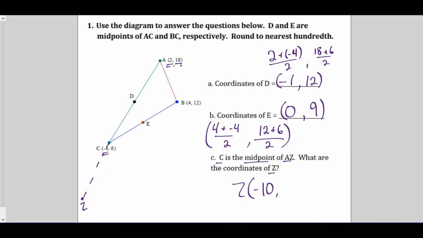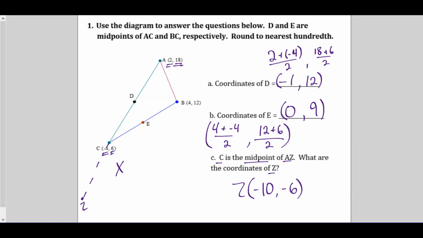Same exact thing for the y. The vertical drop is going from 18 down to 6. That's dropping by 12. I'm going to just continue that and drop by 12 again. Gives me a -6. I think that's way easier than setting it up algebraically, but again, you can set this up as the answer to the average formula.